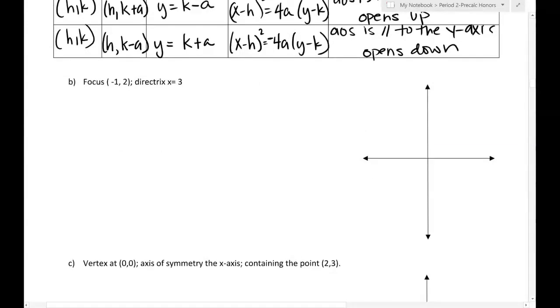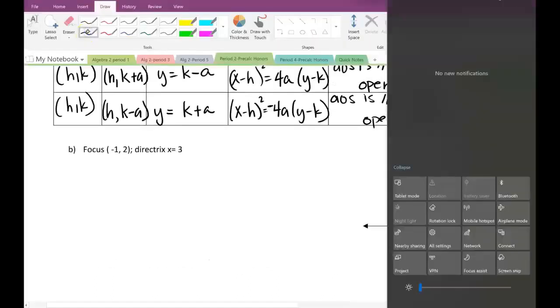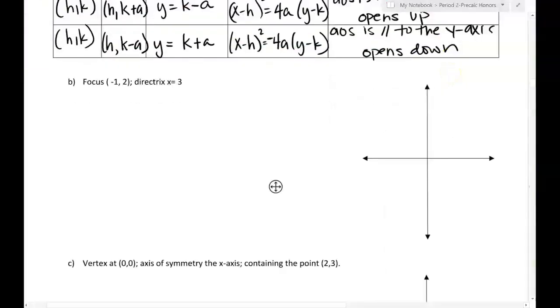On B, I'm giving you the focus, which is -1, 2, and the directrix at x equals 3. So the first thing you always want to do is a little sketch of that. Why do I need that? Okay, so let's make some tick marks. 1, 2, 3, 4, 5.